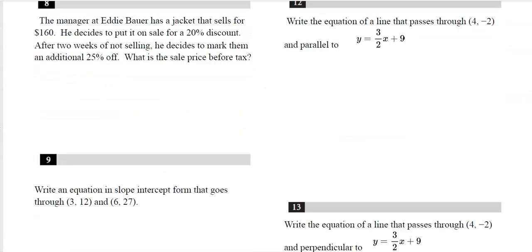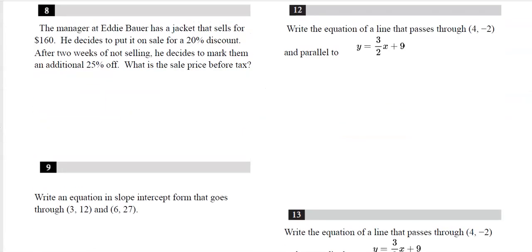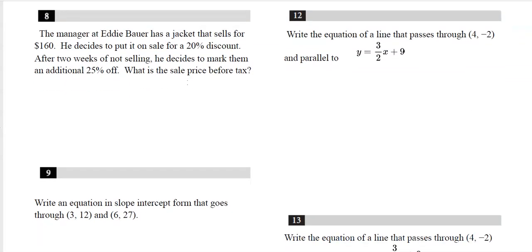All right. Number 8, the manager at Eddie Bauer has a jacket that sells for $160. So that's what the price tag is, $160.